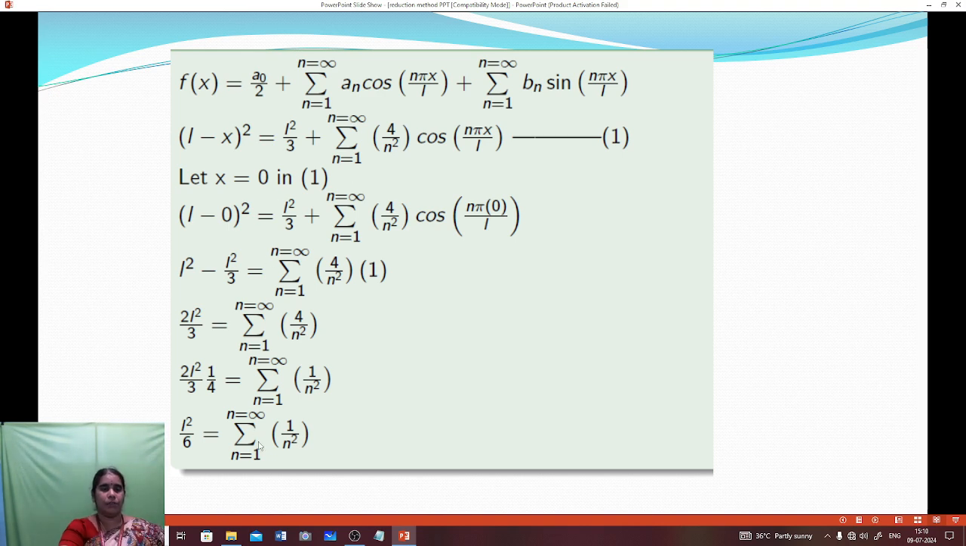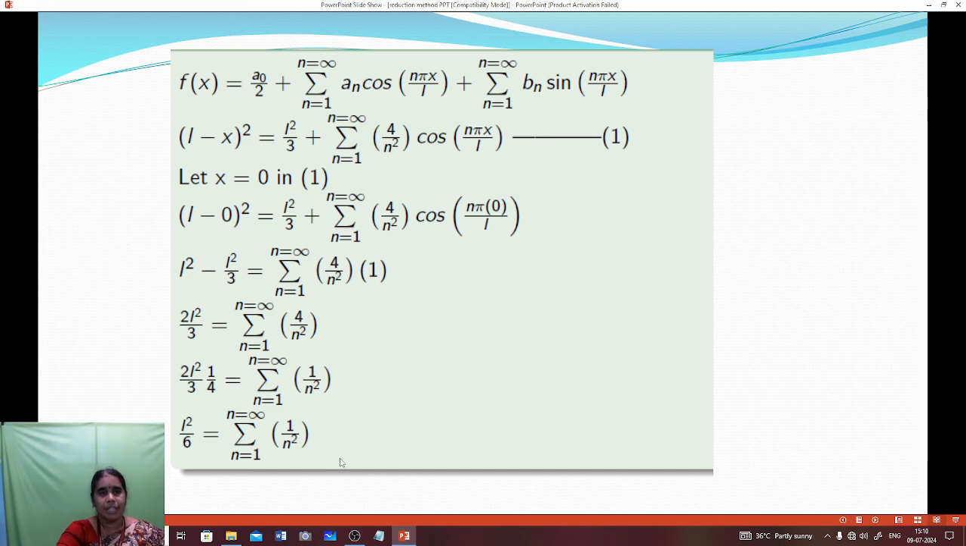So, find the value. By putting x equal to 0 in equation 1, we have L minus 0 the whole square, which is equal to L square by 3. Here cos 0 is nothing but 1. On taking the constants to the left side, L square minus L square by 3, on solving, gives 2L square by 3. Here 4 is again a constant, so leave that 4 on the left side. So on taking that 4, we just get an answer as L square by 6 is equal to the summation.